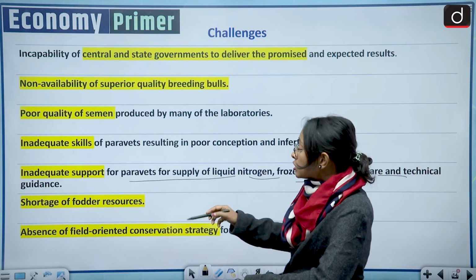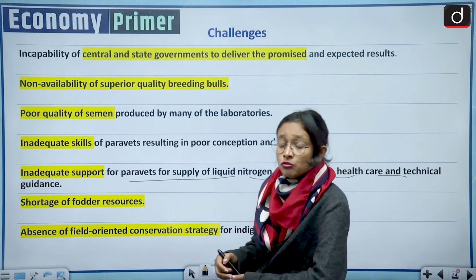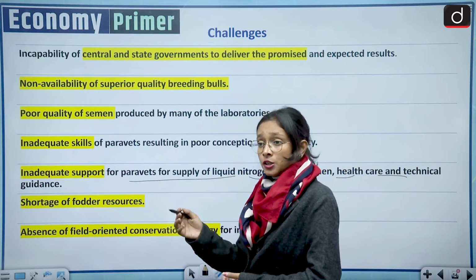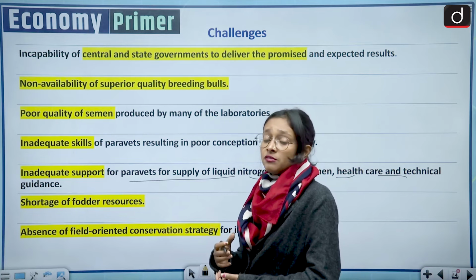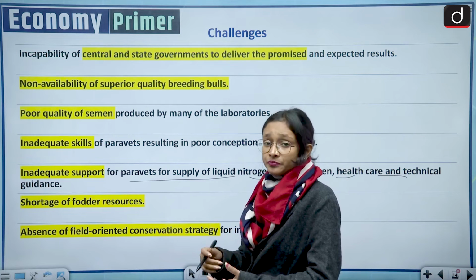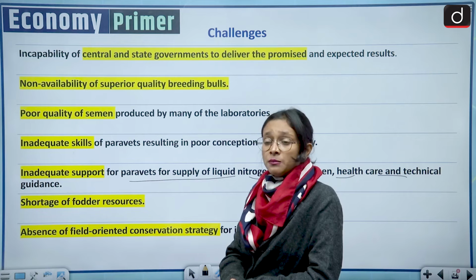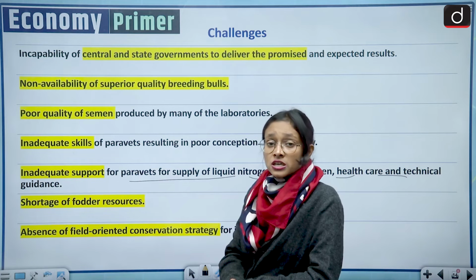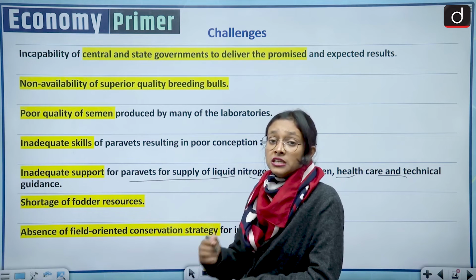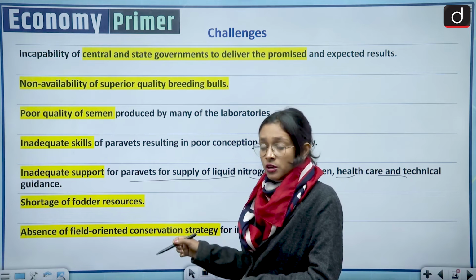And then there is also a shortage of fodder resources. As you have seen, we are increasing in a positive direction when it comes to animal feed, but there is still scarcity of fodder resources, and many animals are not getting food according to their needs. So this is also one of the drawbacks.